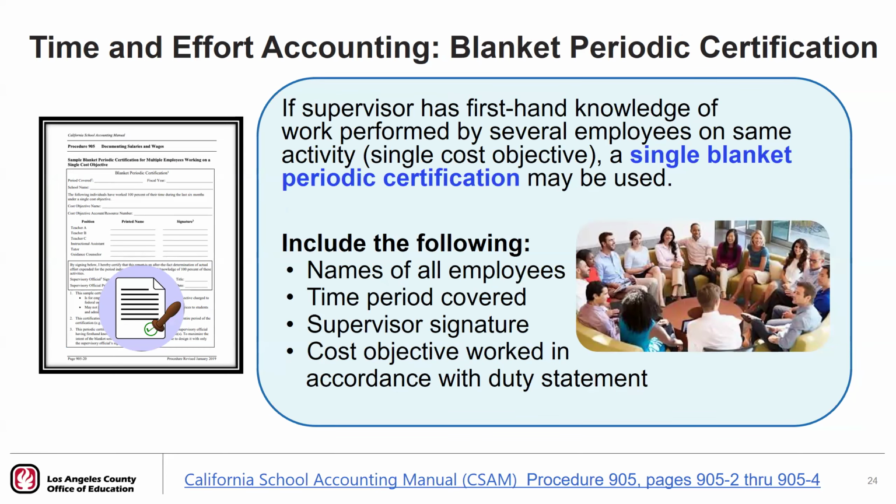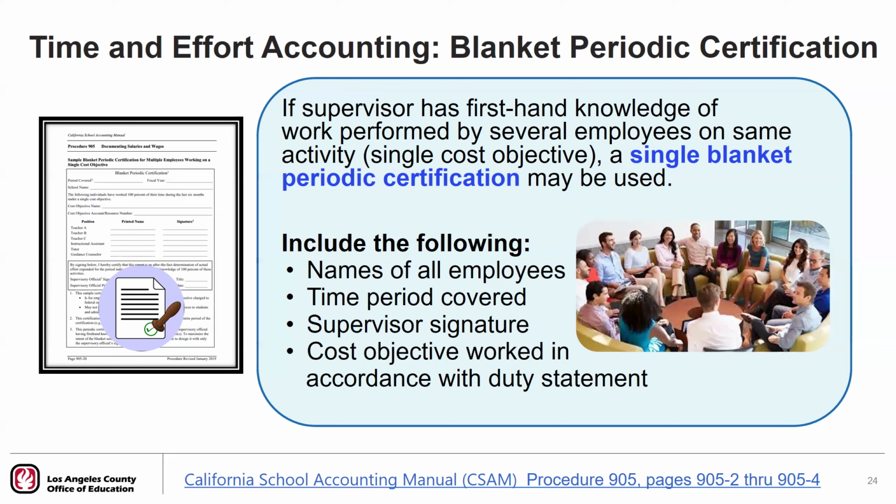Now, another certification worth mentioning is a blanket semi-annual certification. If a supervisor has firsthand knowledge of work performed by several employees on the same activity, a single certification may be used for all of those employees. A single certification or a blanket certification must include the listing of all the employees, the cost objective worked in accordance with a duty statement, and the time period covered. Again, this single record would be signed by the supervisor or a supervisory official having firsthand knowledge of the work performed by the employees.